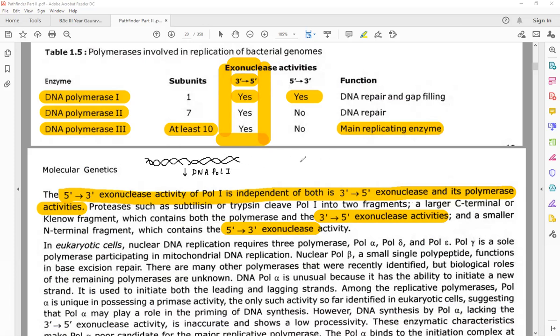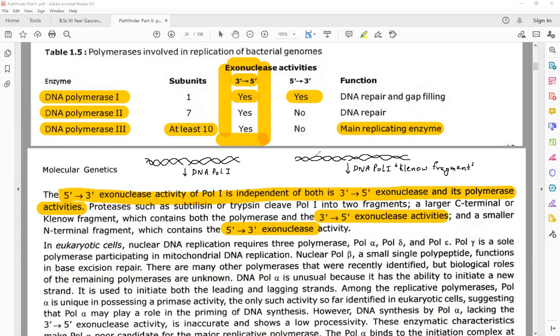Then, in the same case, you take the same DNA molecule, and now you are going to repair it with DNA polymerase 1 that is referred to as the Klenow fragment. Then what is going to happen? Then the repair is going to take place.